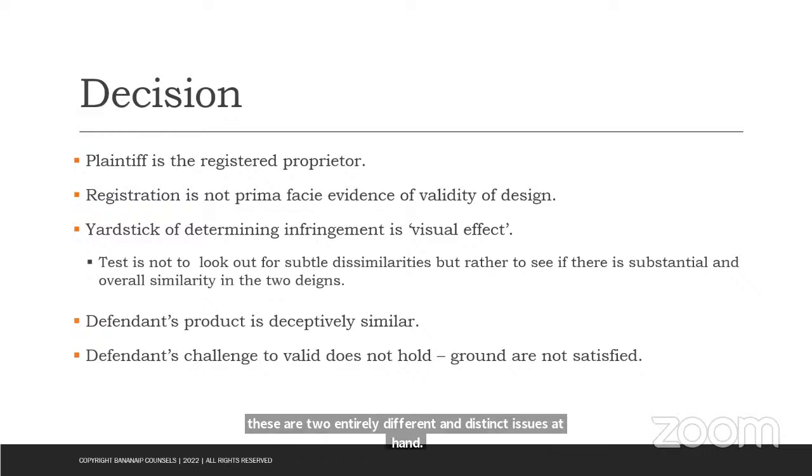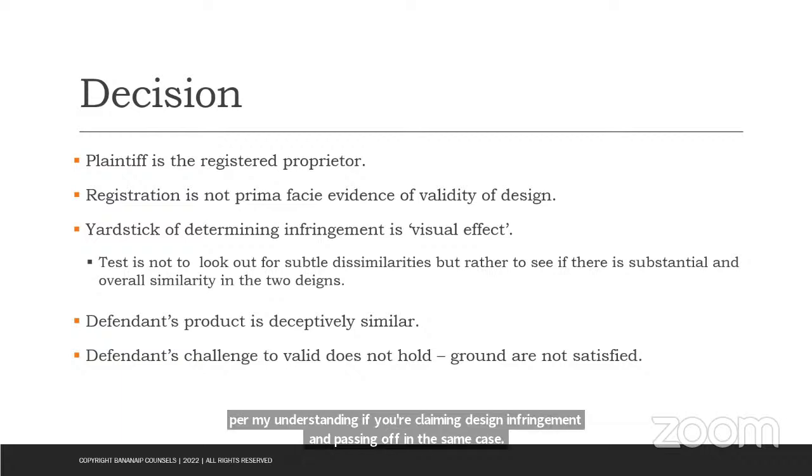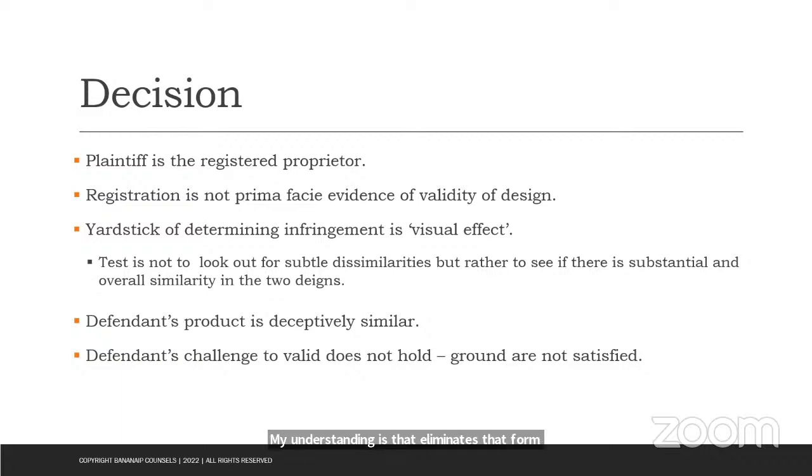Okay. I'm sorry to reiterate my question again. As per my understanding, if you are claiming design infringement and passing off in the same case, my understanding is that elements that form part of the design that has been registered would be excluded for determining passing off. Am I right in saying that? Correct. Yes.